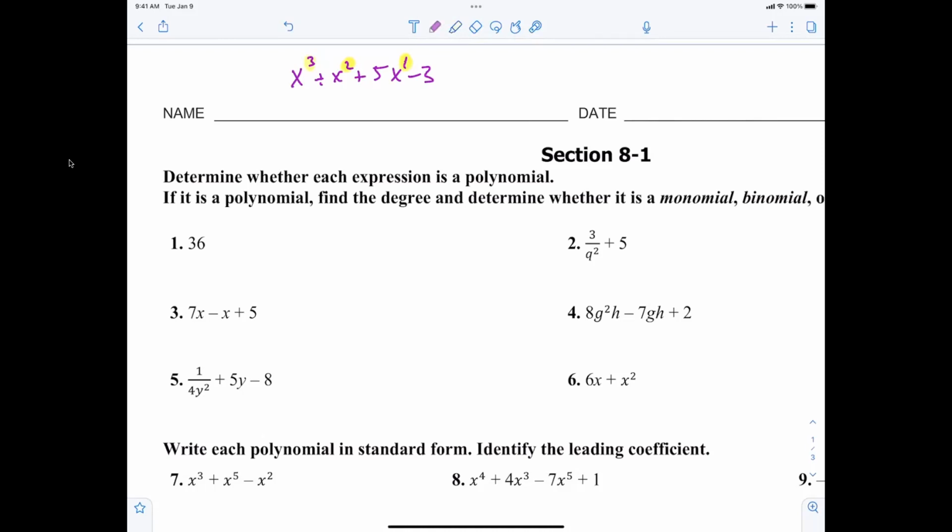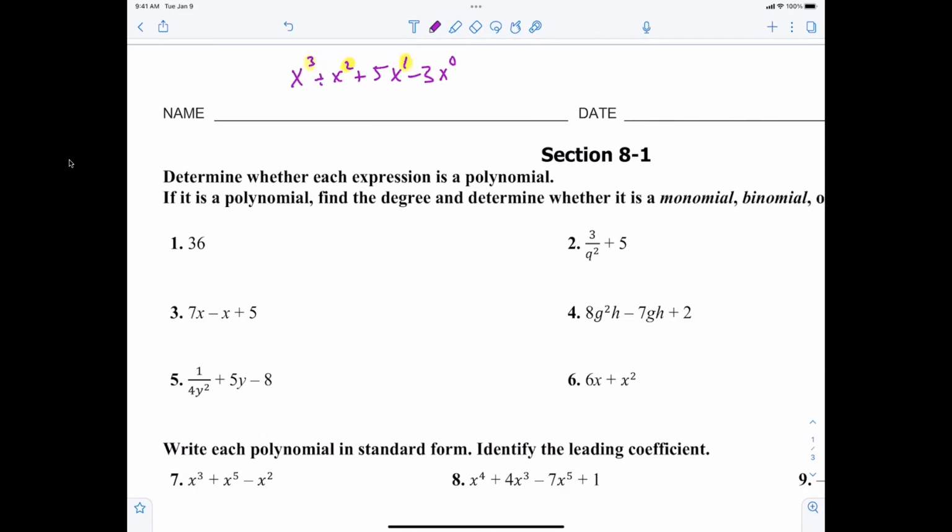Now, the 3, we really could technically say is 3 times x to the 0 power, but it's not necessary to write that. That's why some people are unsure about the constant. So it is a polynomial if all of the exponents are whole numbers.